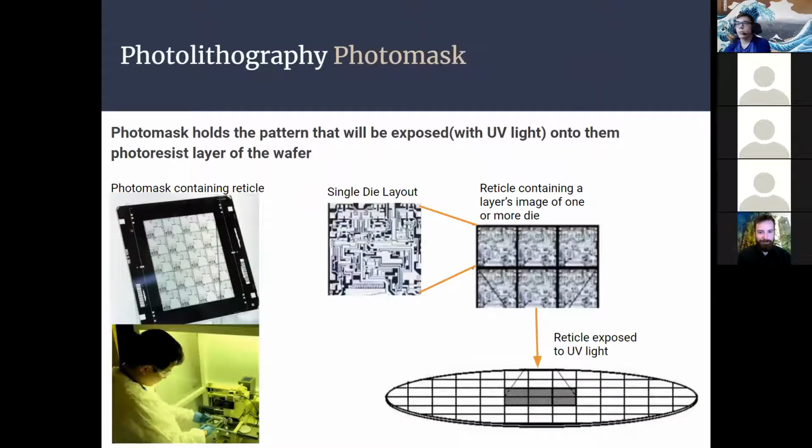So now moving on to the photomask. The photomask has a pattern that will have UV light shine through it and onto the photoresist layer. Depending on which parts are exposed or not, and what type of photoresist you have, will determine what sort of pattern you get out of the photoresist. So as you can see, we have some example pictures of dies here.